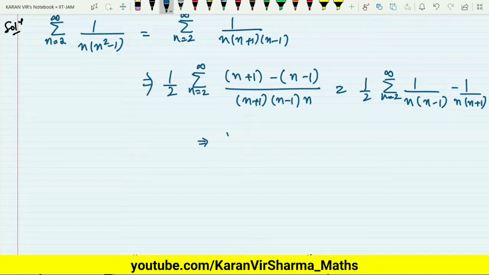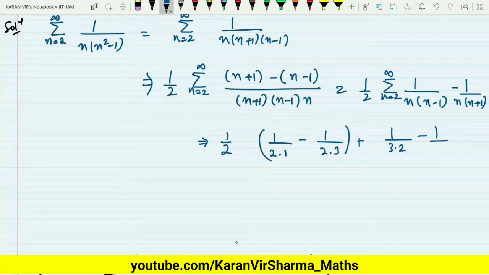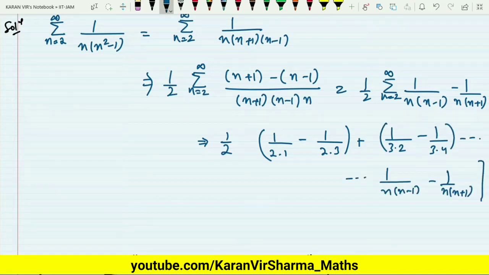So this is 1 by 2. Put n equals 2 in both these terms. So you'll get 1 upon 2 into 1 minus 1 upon 2 into 3. So this is the first term. Plus put n equals 3. This will be 1 upon 3 into 2 minus 1 upon 3 into 4 and so on. Fine. So you can observe now this term gets cancelled out with this, and this similarly will get cancelled out with this, and the second last term will also get cancelled out.